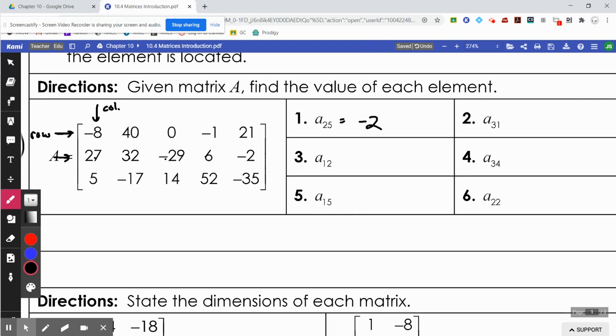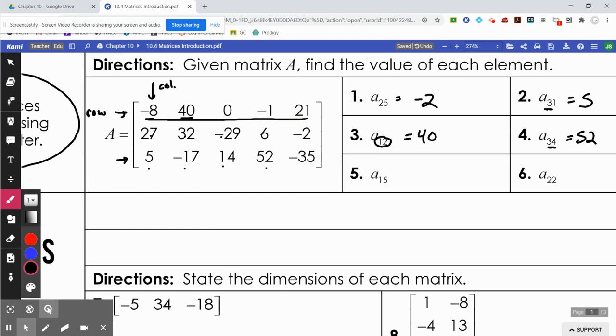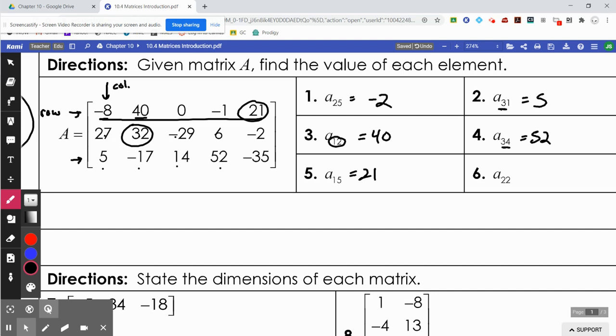A of 3, 1 would be the third row and first column. So here's your third row. First column would be the number 5. A of 1, 2 would be the first row, second column. Again, here's your first row, and this is first, second column would be the 40. Third row, fourth column. Here's your third row. 1, 2, 3, fourth column will be 52. A of 1, 5 is first row, fifth column. So the first row is up here. The fifth column would be a 21. And finally, A of 2, 2, second row, second column would be the number 32.